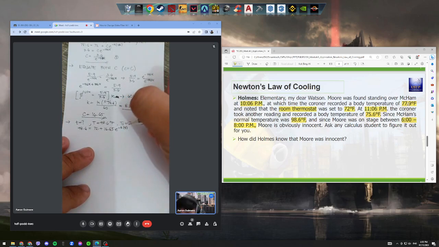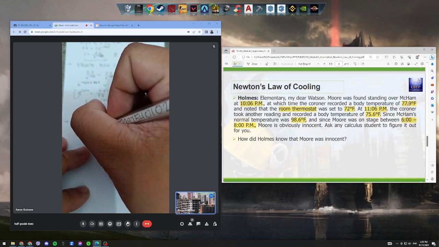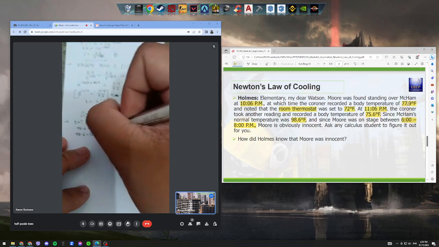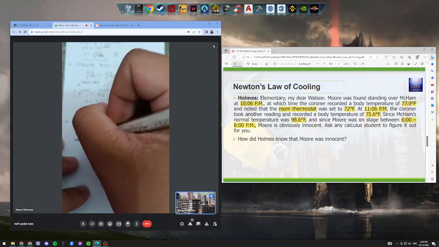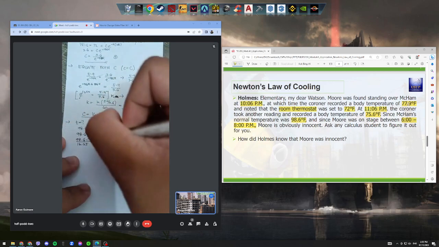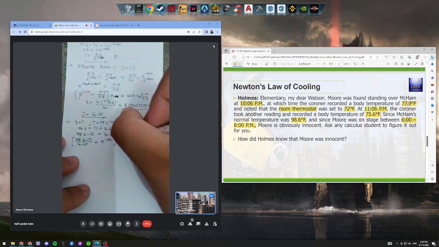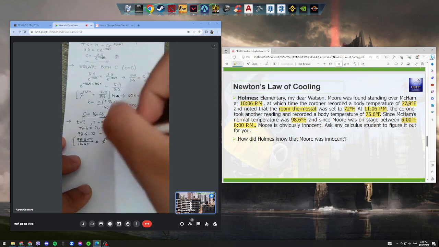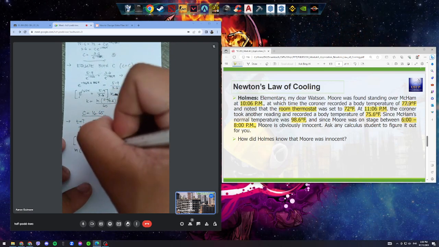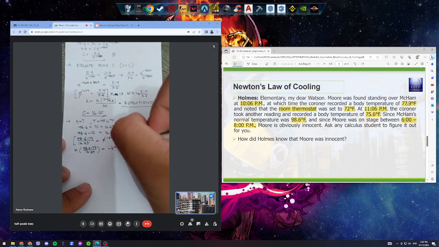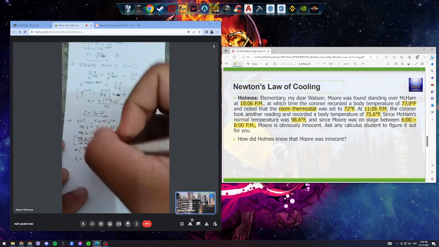T is what we are looking for. By transposing, 98.6 minus 72 equals 16.65 e to the power of negative kt. We move 16.65 to the other side. To cancel the exponential constant, we multiply the whole equation by ln, the natural logarithm. Now we get negative kt. We do have the value of k here, so we can now get the value of T.